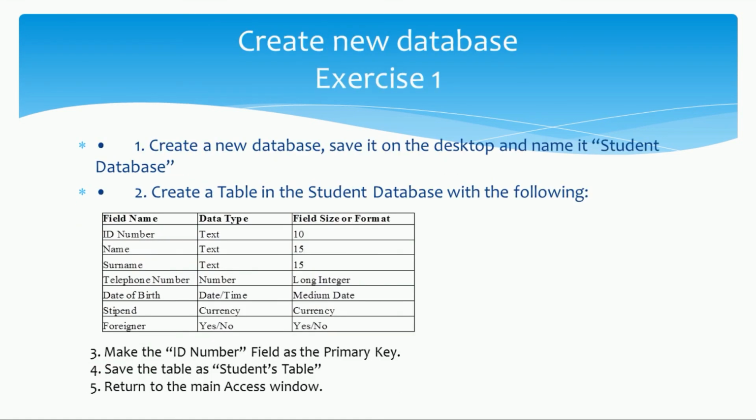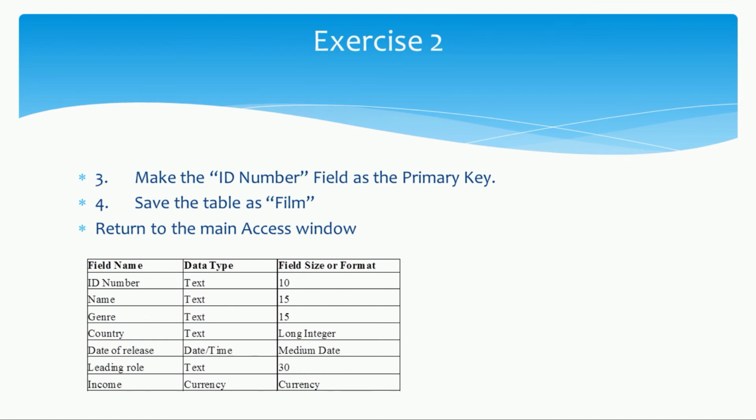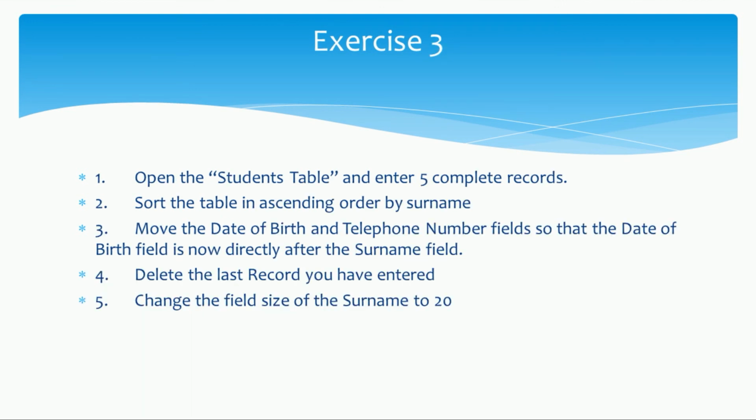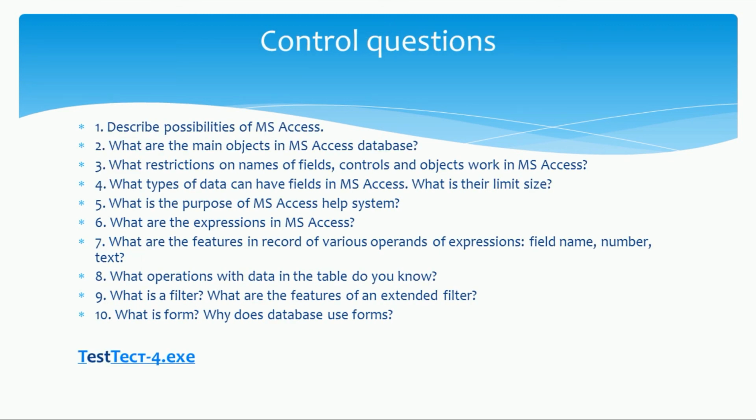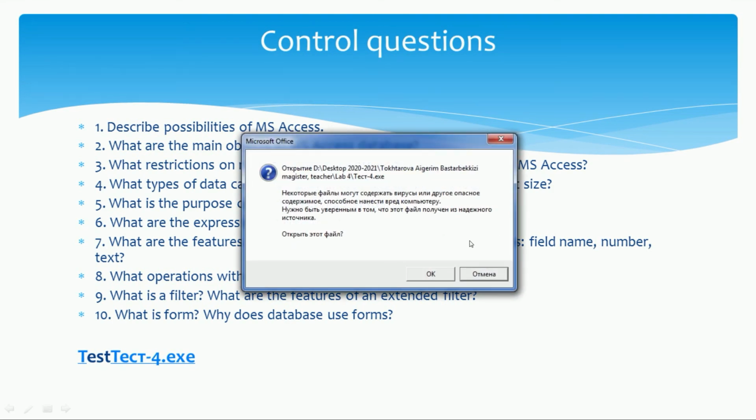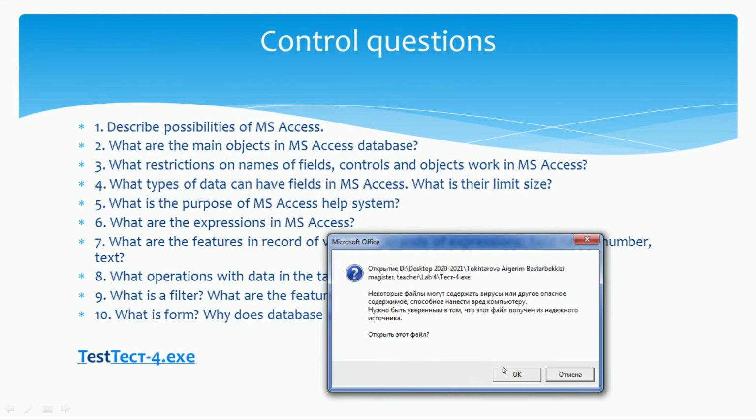Also, here is exercise 1 for you: create a new database and save it by the name student database. You have to create your own database following exercise 1, and after a while you have to do your exercise 2. Make an ID number field as the primary key, how to use the primary key. And exercise 3 is also: complete 5 records, sort the table in order by surname, move the date of birth and telephone number fields like this, delete the last record you have entered. And also there are control questions. You have to answer the questions and give them to your teacher for checking.